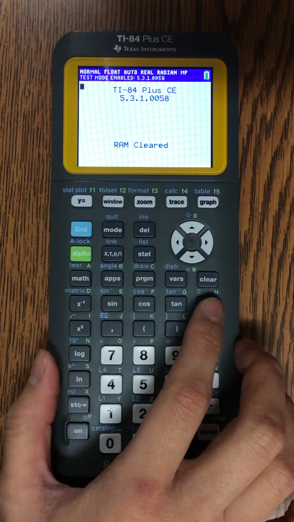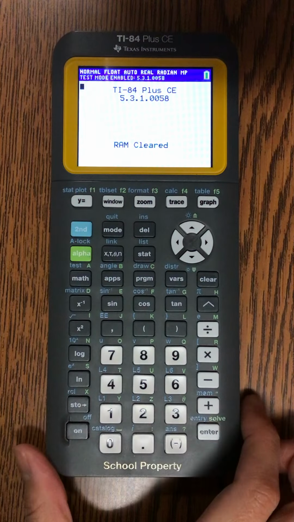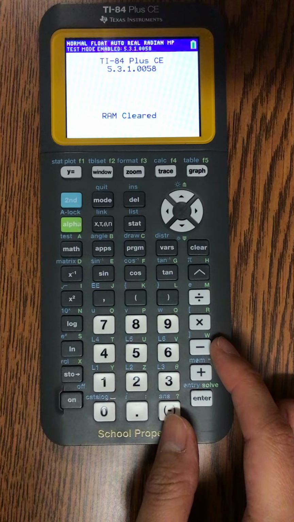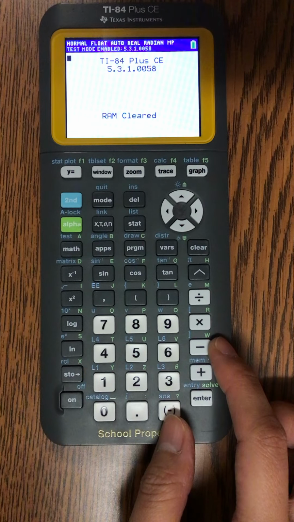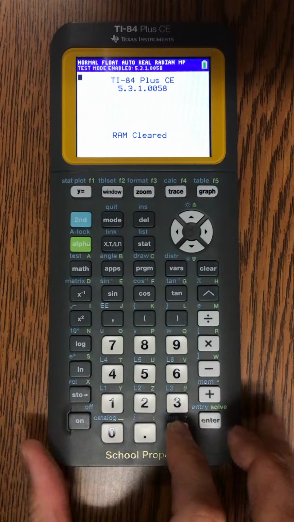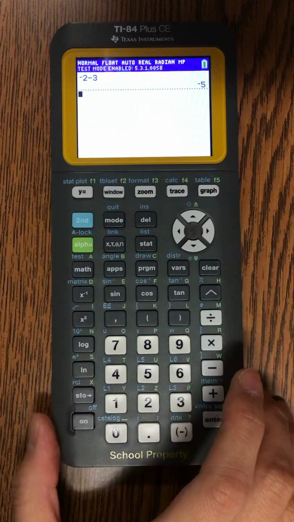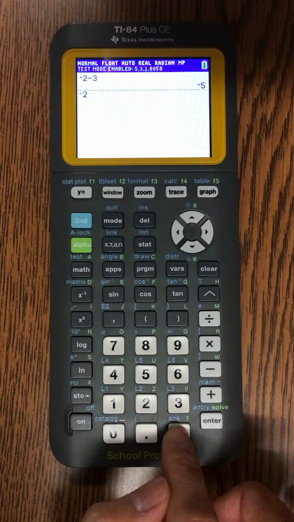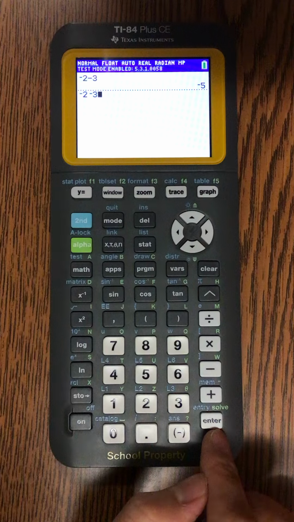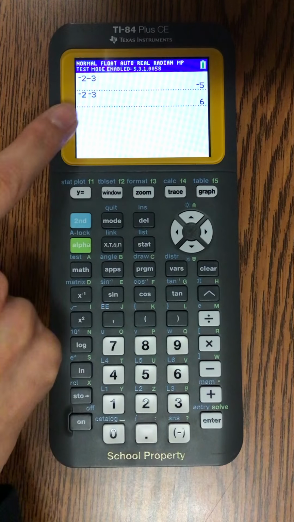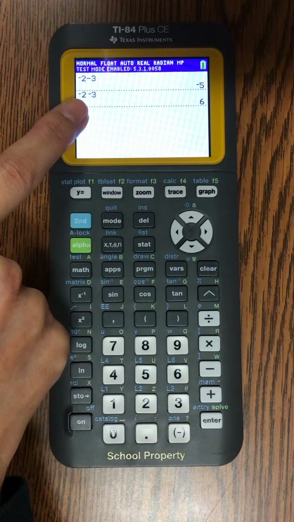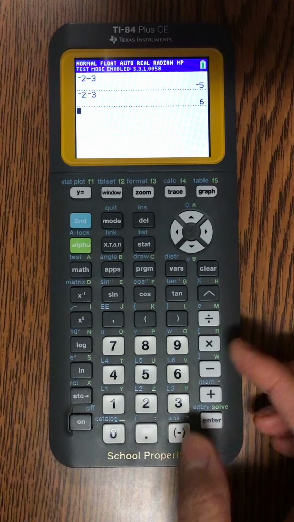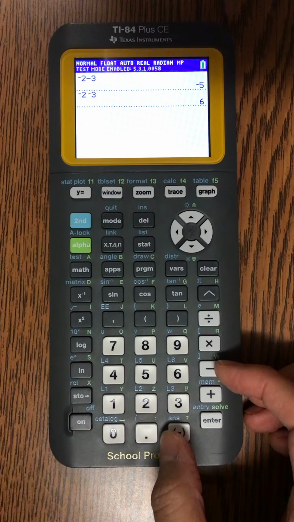So let's talk about the main screen operations. Just remember that the negative and the minus symbol are two different symbols, so make sure you are putting in the proper symbol. For instance, let's say you have -2 minus 3. That gives you -5. However, if you accidentally put the negative symbol instead of the minus symbol for that 3, that would be -2 times -3 for your calculator, and that gives you a totally different answer. So make sure you are not mixing up these two symbols.